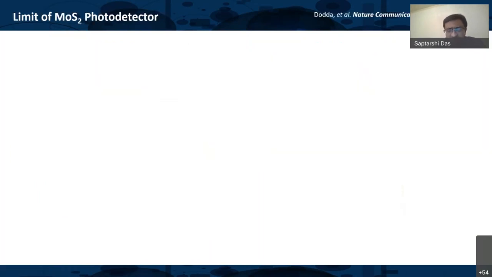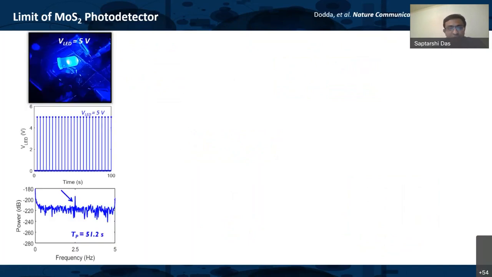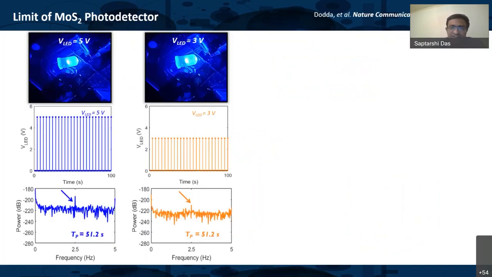So now we thought, okay, can we use this principle in order to enhance the vision or photodetection capability of our MoS2 based devices? So we did the same experiment.